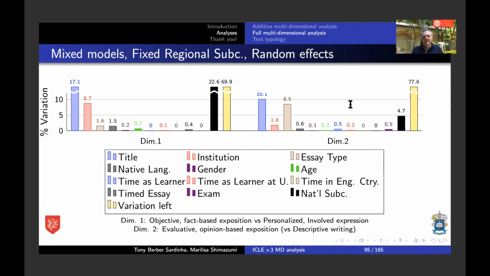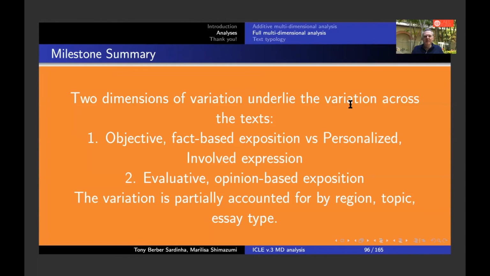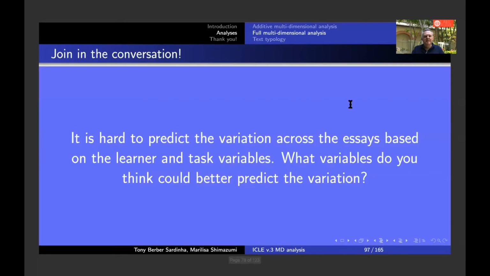Okay, summary: two dimensions underlie the variation across the texts. Objective, fact-based exposition versus personalized, involved expression. And the second dimension is evaluative, appraisal-based, opinion-based exposition. So the variation is partially accounted for by where the students are, what they're writing about, and the essay types. So it's hard to predict the variation across the essays based on these learner and task variables.